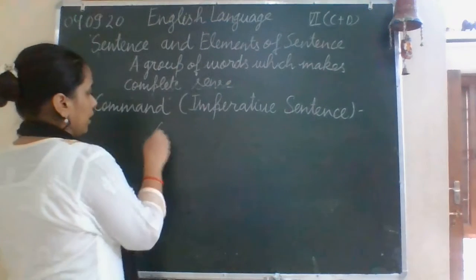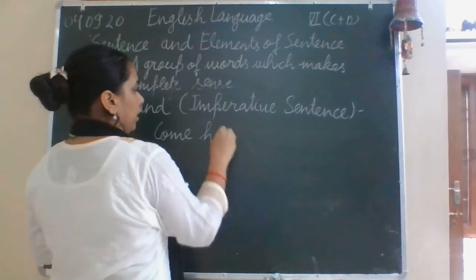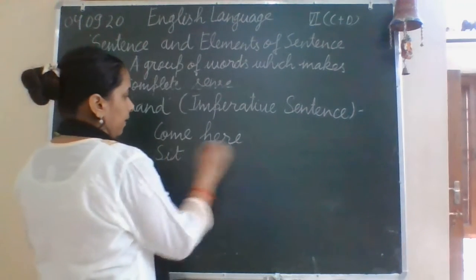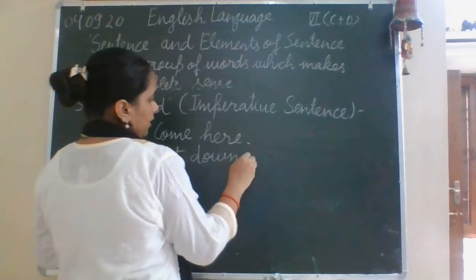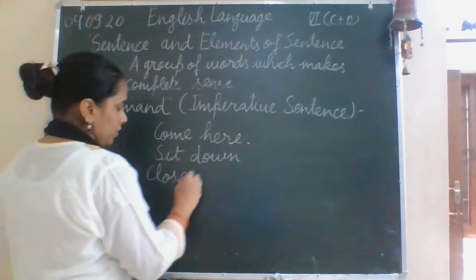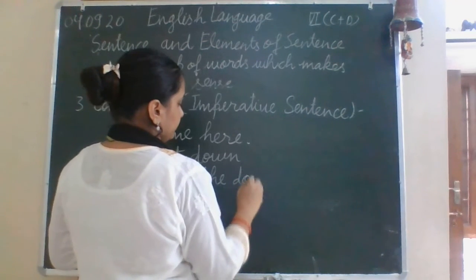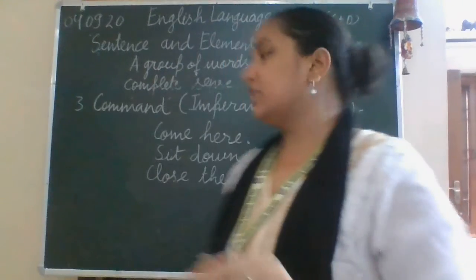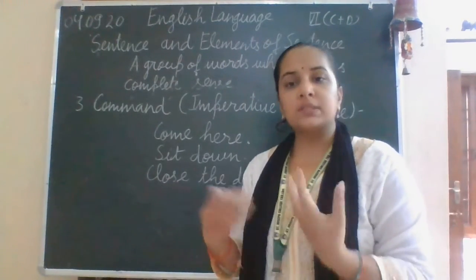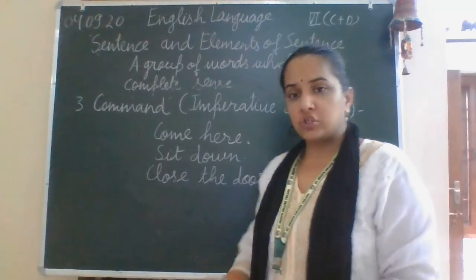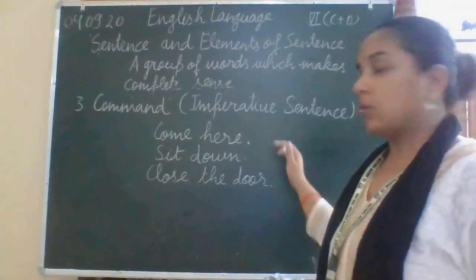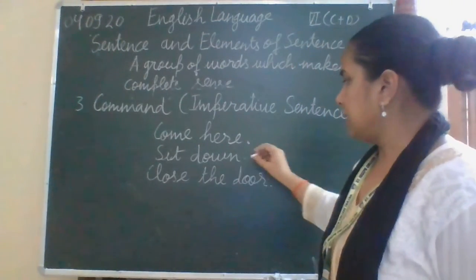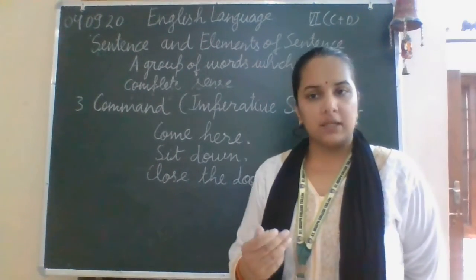For example, come here, sit down, close the door. All these sentences are commands, in which an instruction is passed to someone. Someone is asked to follow the instruction. Come here, sit down, close the door. Here, in all the sentences, you can see the sentence starts with a capital letter and ends with a full stop. So, in most cases, how will you identify?